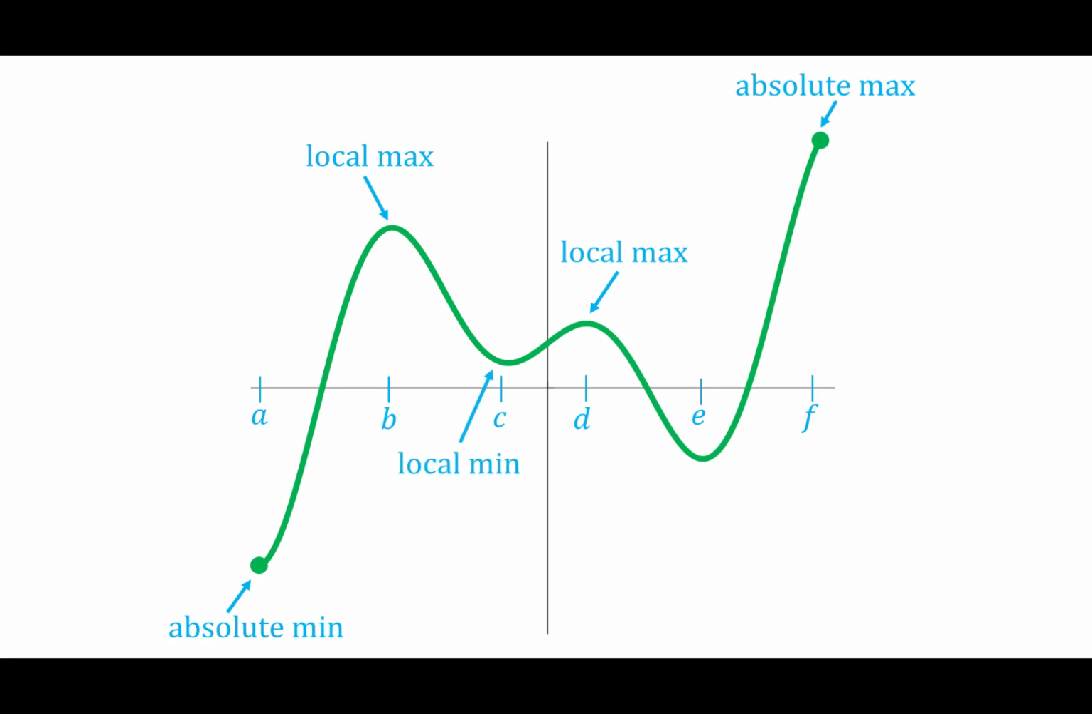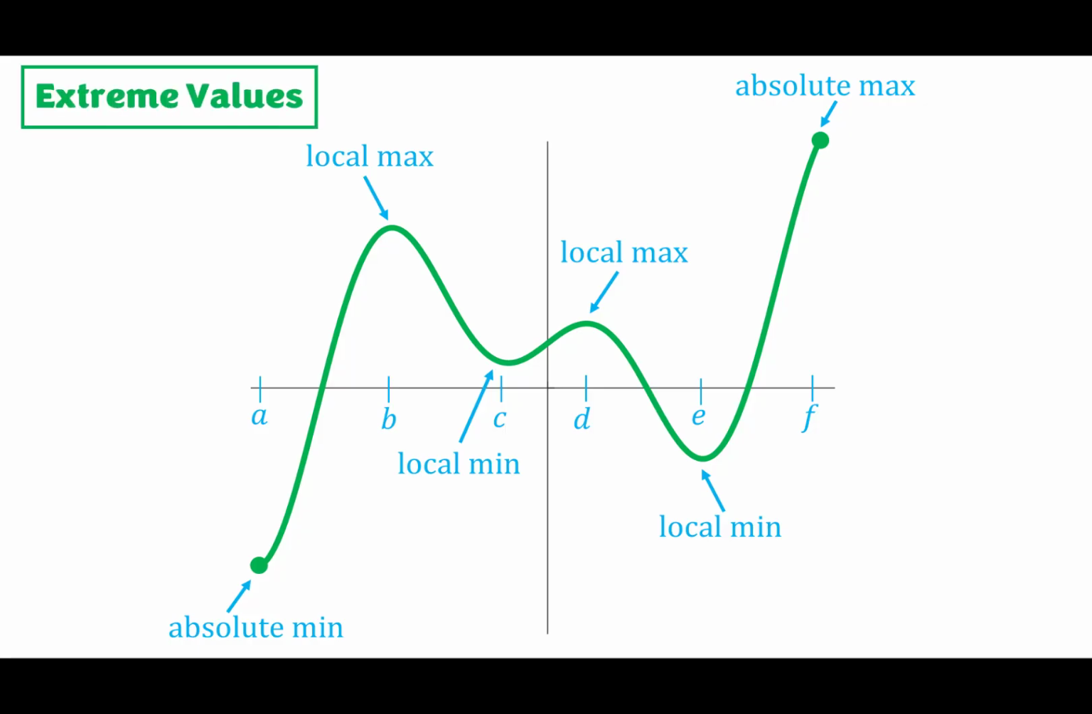At c there's a local minimum because the function evaluated at c is less than or equal to the function values near c. If you go a little bit to the left of c and a little bit to the right of c, then f of c is less than or equal to all those function values in that interval. And likewise, at e, there's a local minimum. One last thing to note is all these absolute and local maximums and minimums are called extreme values. So if you want to talk about all of them in the plural form, we use the word extreme values.